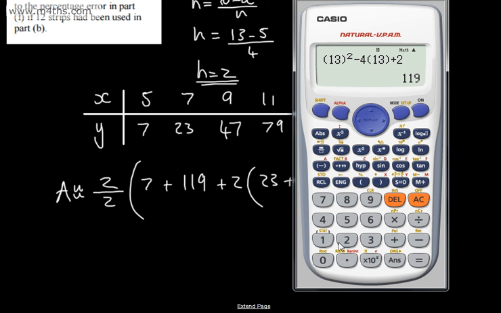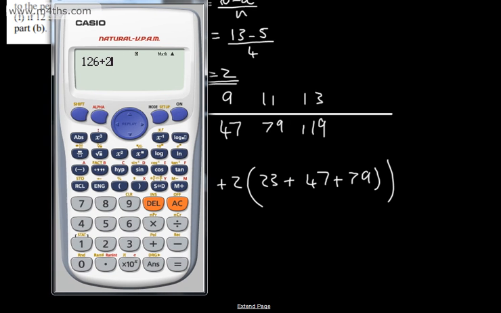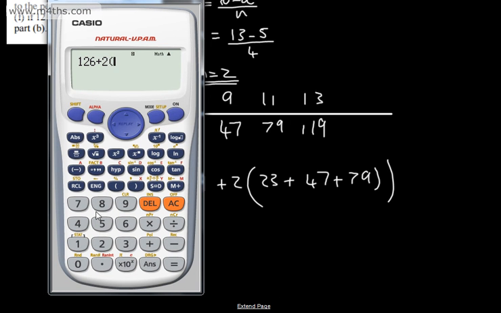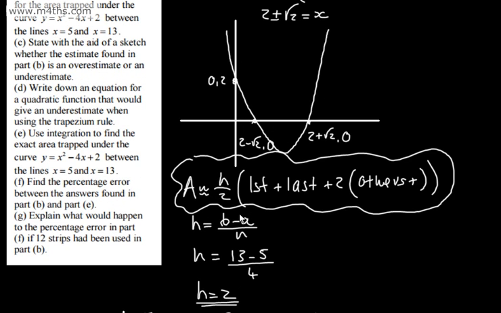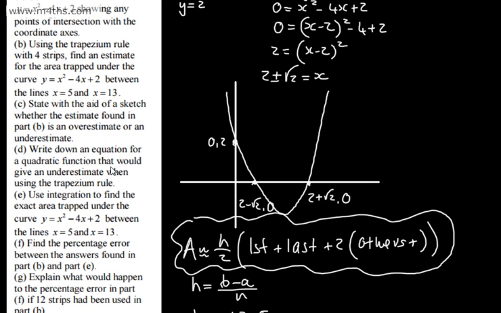So what we're going to have then is, that's going to give me now 2 over 2 is 1, so that's going to be 126, just for 7 and 119, plus now 2 lots of the ones in here added up. So we're going to have 23 plus 47 plus now the 79, and that is going to give me now 424. So we can say now that the area is approximately equal to 424, and that will be square units. So that is using the trapezium rule now with 4 strips.